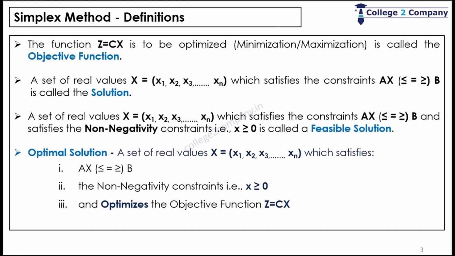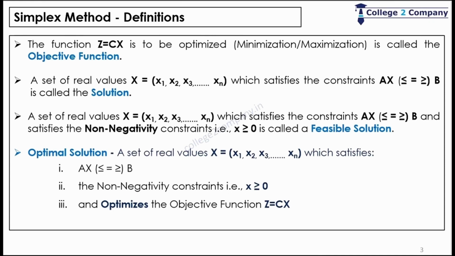Similarly, a set of real values x1, x2, x3 and so on, which satisfies the condition ax less than or equal to b, and also takes care of the non-negativity constraint. That means the variables that are introduced, that is x, are always non-negative. That's the meaning of non-negative. So if we have a solution where the variables also satisfy the non-negativity condition, then it's called a feasible solution. Just as in the graphical method we get a region called the feasible region, the same kind we can apply in the simplex method to find the feasible region with a solution which satisfies non-negativity.